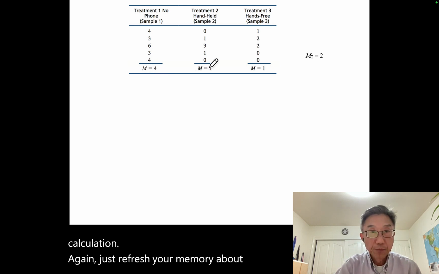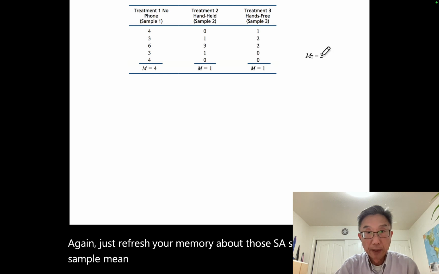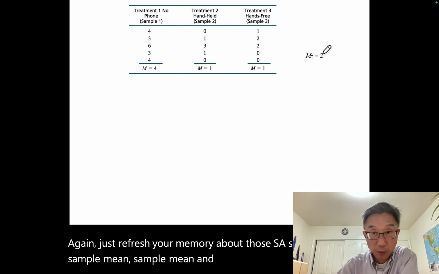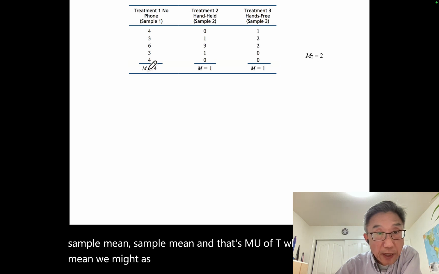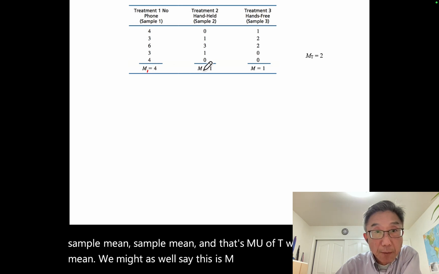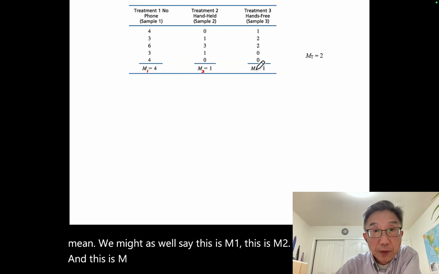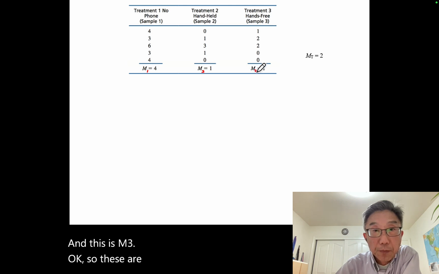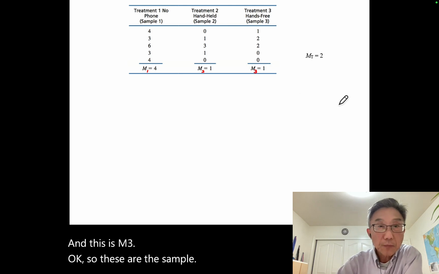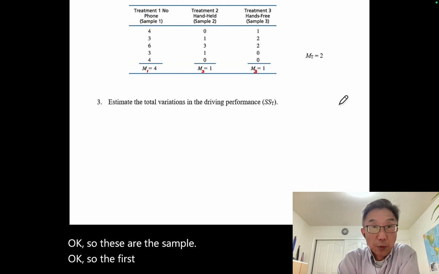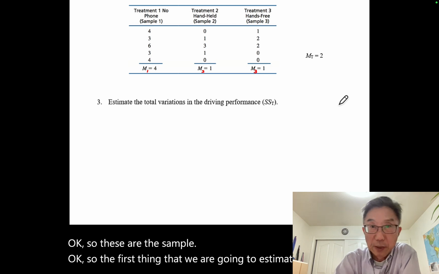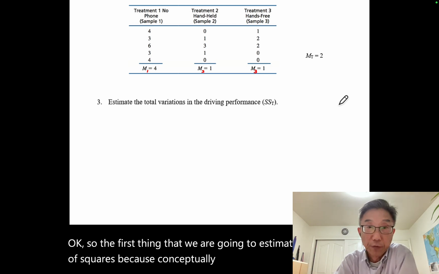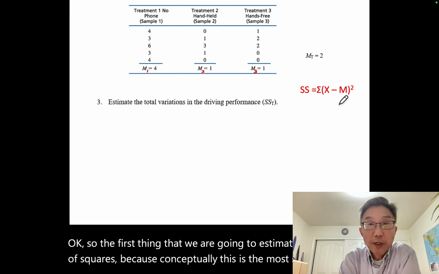That's the sample mean, and that's mu of t, which is the grand mean. We might as well say this is M1, this is M2, and this is M3. Okay, so these are the sample means. The first thing that we are going to estimate is the total sum of squares, because conceptually this is the most straightforward.